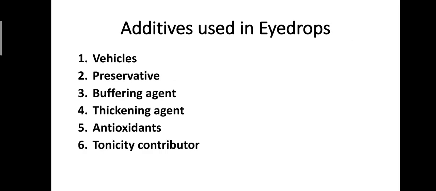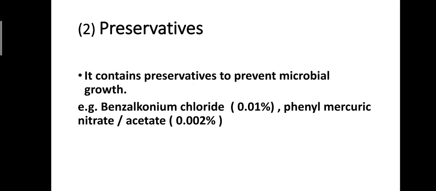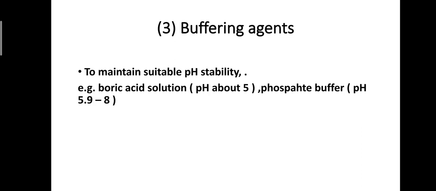Additives used in eye drops. There are 6 additives or excipients used in eye drops: vehicles, preservative, buffering agent, thickening agent, antioxidants, and tonicity contributor. First, vehicles. It contains aqueous vehicles such as sterile water for injection IP or oily vehicles such as sterile oils. Second, preservatives, to prevent microbial growth. Examples of preservatives: benzalkonium chloride 0.01%, phenyl mercuric nitrate or acetate 0.002%.